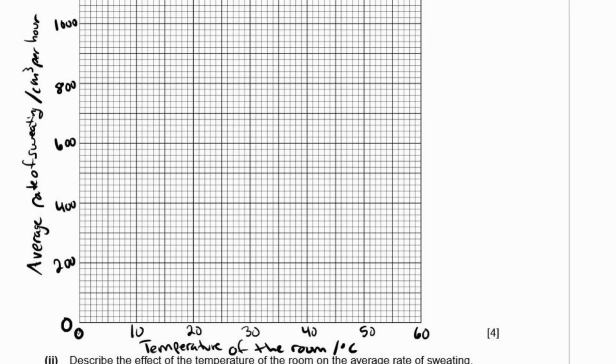Okay, so we have 0, we're going up by 10s. It's nice and easy to graph, but there is a little trick at the end to this. Okay, so let's plot the points. And just to be clear, you're going up by 200 in 10 squares. So 200 divided by 10 equals 20 centimeters cubed per hour per square. Okay, you don't need to show this. This is just so you know how to work out how much each square is.